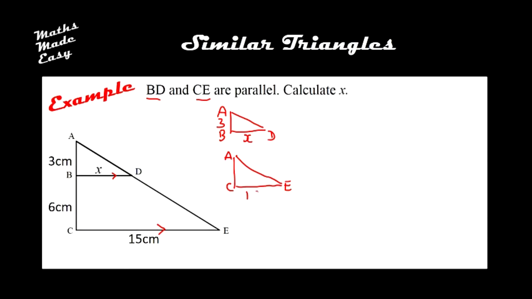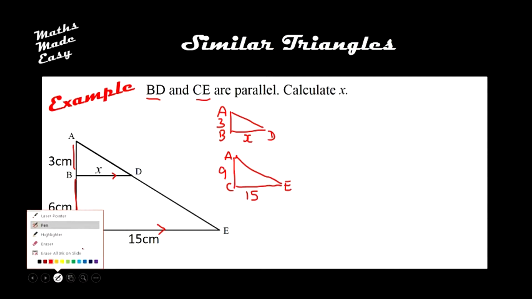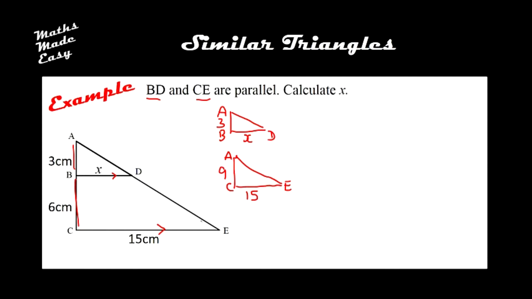Now the base is 15, but a common mistake here is to write the height as 6, because you think you've used the 3, so the height of this one must be 6. But the height of the whole triangle is actually 3 add 6, this 3 and this 6 here, so the height is 9. And now we just solve this like we did the previous questions, using the scale factors for the corresponding sides.